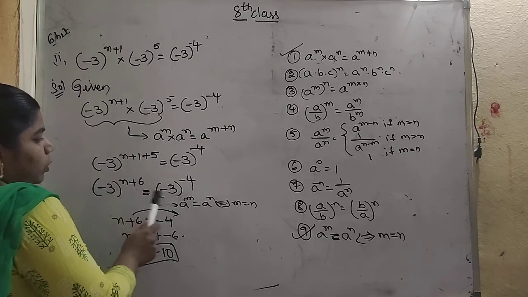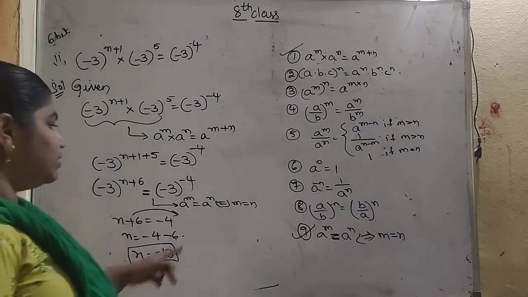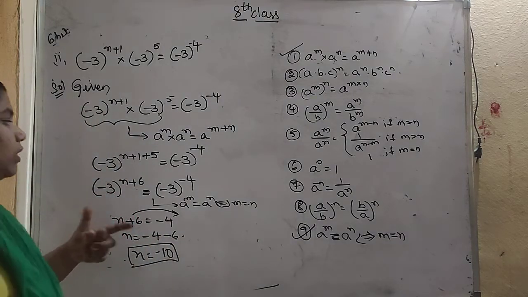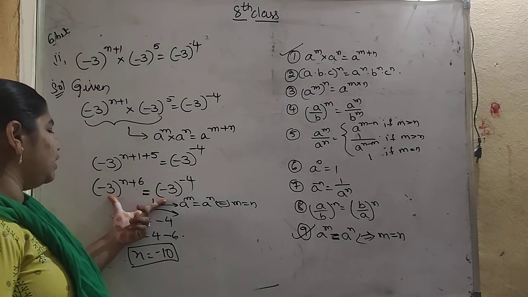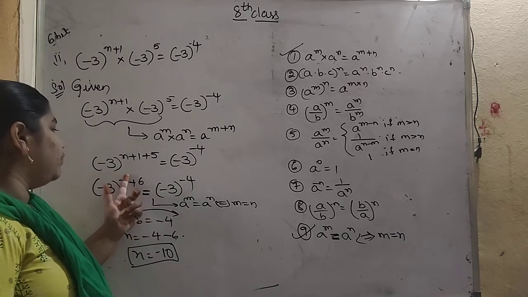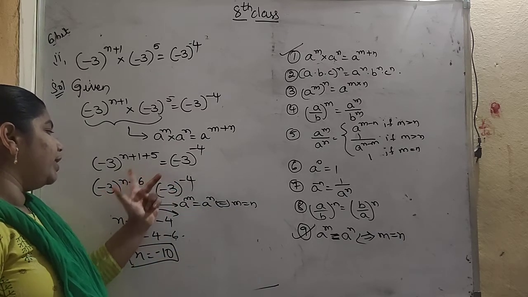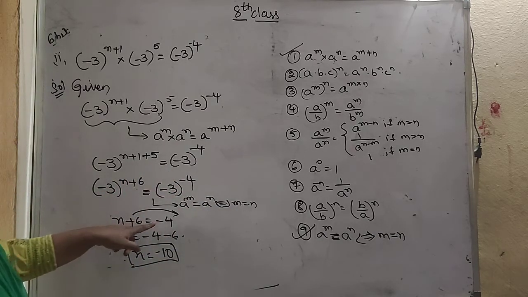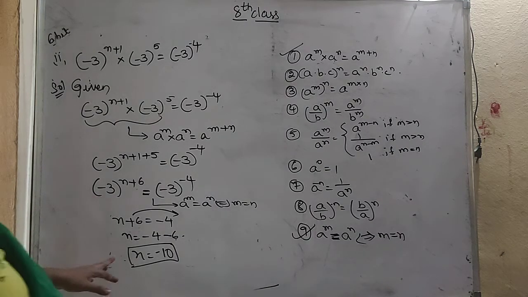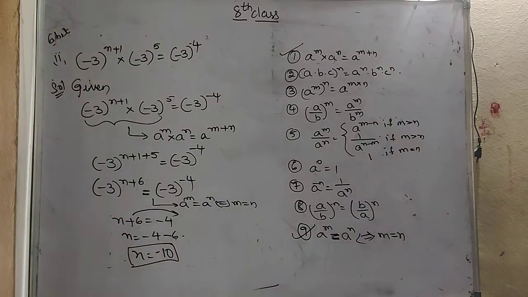Now here which formula are we using? Last formula we are using. That is a power m is equals to a power n, gives rise to m is equals to n. Why are we using it? Because both bases are equal and in the middle we are having the equal to sign. So we can equate these powers. If you compare this formula with this, we have to equate the powers. That is n plus 6 is equals to minus 4. N is equals to minus 4 minus 6. N value will be how much? Minus 10. So this is our second solution.